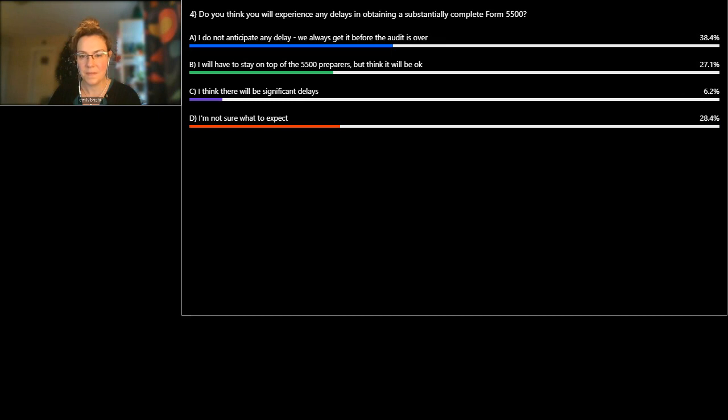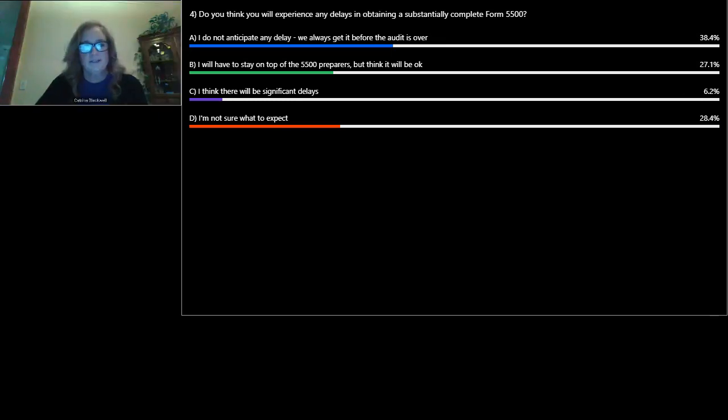Yeah, so there is this new requirement to provide the auditor with a substantially complete Form 5500 prior to us dating our report. So we were wondering, do you expect that there will be delays? And it looks like it's kind of spread out, right? We're not sure what to expect. But I think the good answer would be stay on top of the 5500 preparers. Just make sure they know of these requirements too. Everybody's going to have the same problem, but a substantially complete 5500 should not be a big ask at the tail end of the audit before we date our audit report.